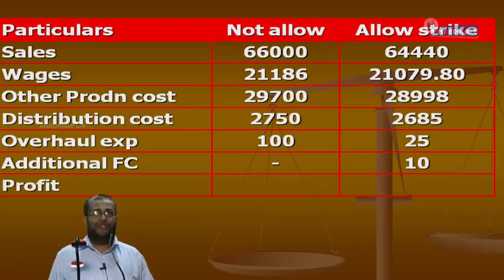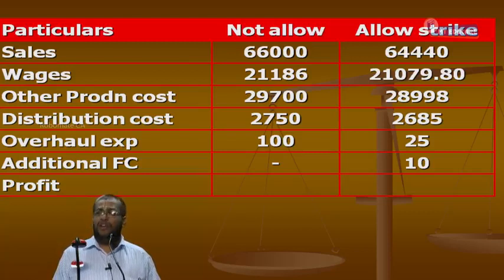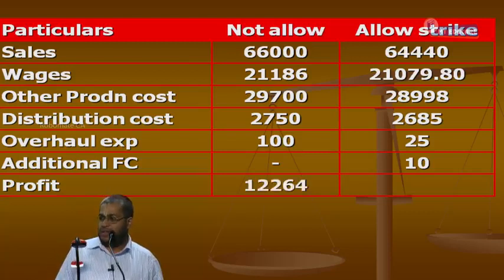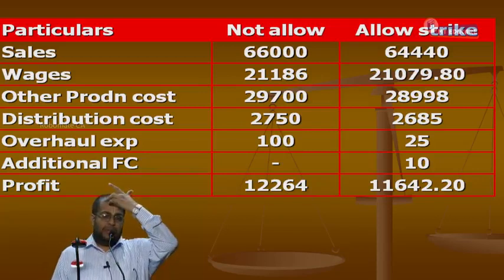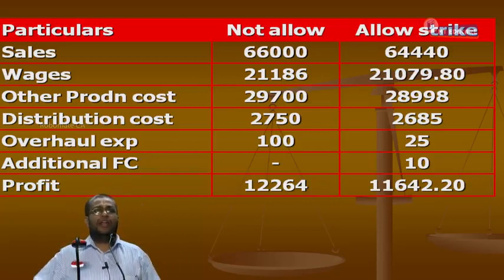Now, the profit. What is the profit of not allowing the strike? 12,264. If I allow the strike, my profit is going to be 11,642.20. Now, my question is, from the economic viewpoint, should the strike be allowed or shouldn't it be? If I allow the strike, then my profit is going to drop.